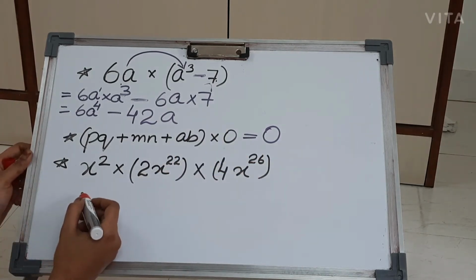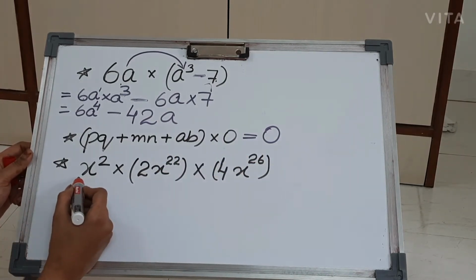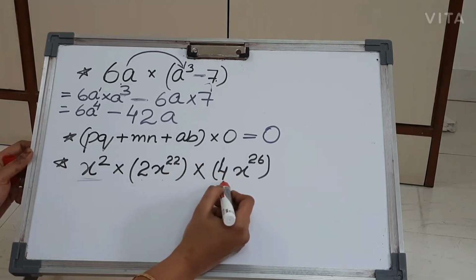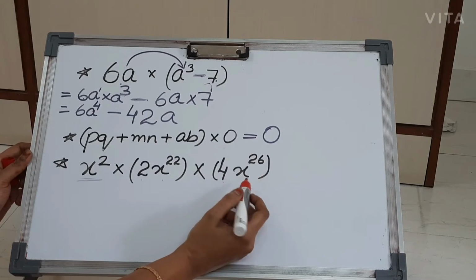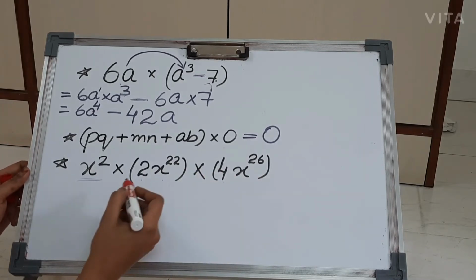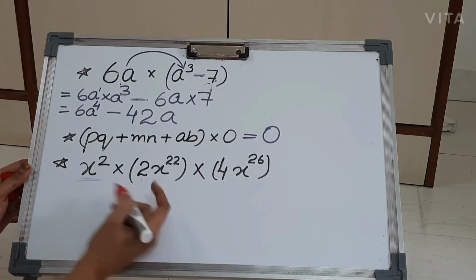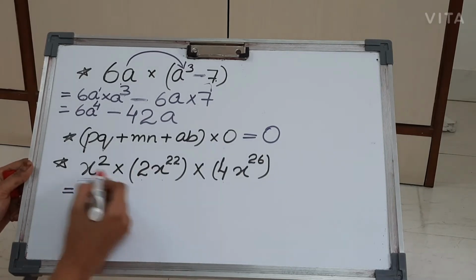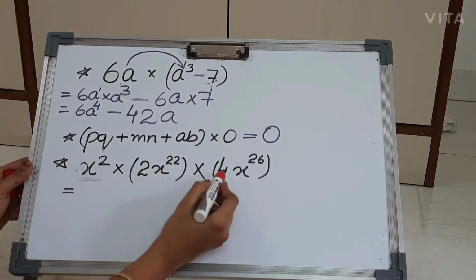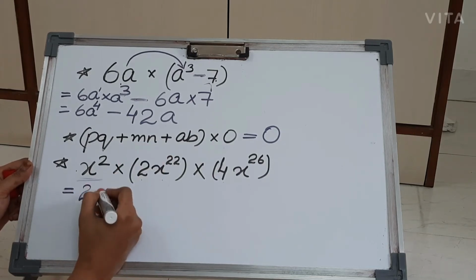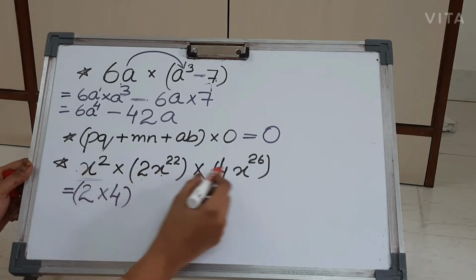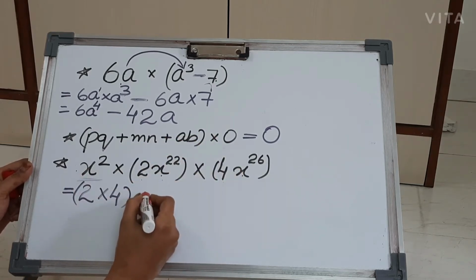Now the next type of question here is x square multiplied with 2x to the power 22 into 4x to the power 26. Now how will we do this? First we will take the numbers. Like the question before, first we have to take into account the numbers. Here it is 1, here 2 and 4. So 2 multiplied with 4, and then x and x here, all the base is the same.